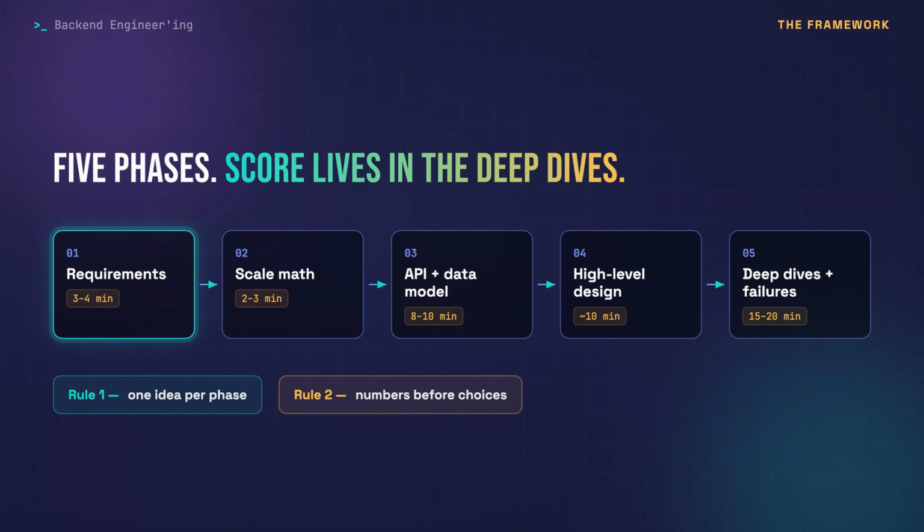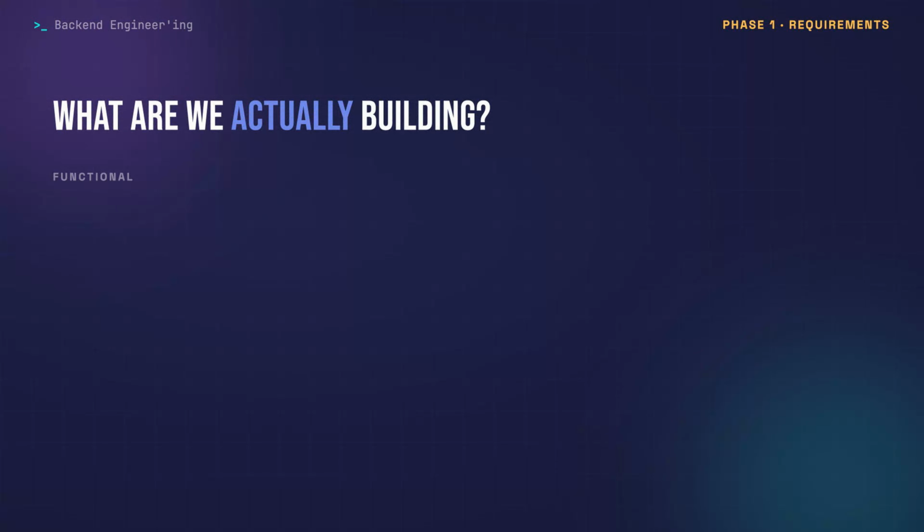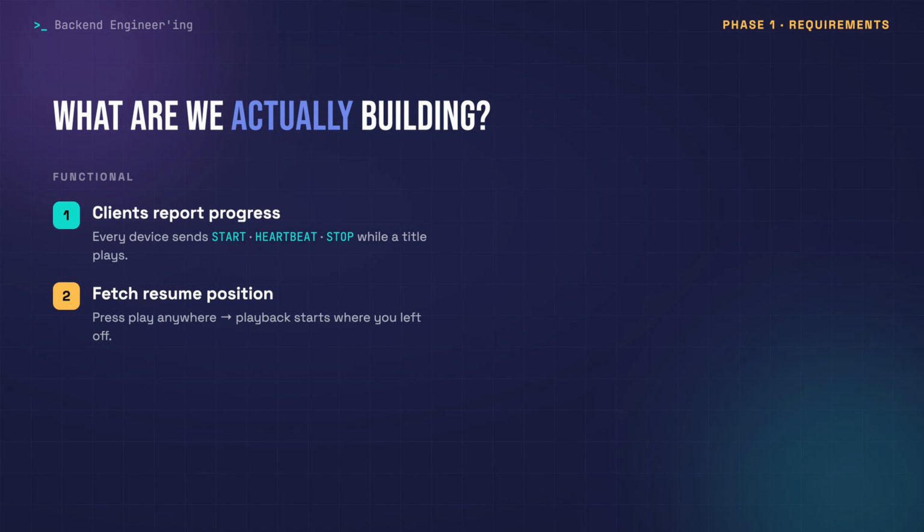Phase 1, requirements. Let's list what this thing has to do. And it's really just 3 things. 1, every device, your TV, your phone, your browser, reports playback progress as you watch. It fires a start when you hit play, a heartbeat every so often while it runs, and a stop when you leave. 2, a member can ask where did I leave this title and get a resume point back, so playback jumps straight there. And 3, they can pull up the whole continue watching row, that ordered strip of everything in progress.